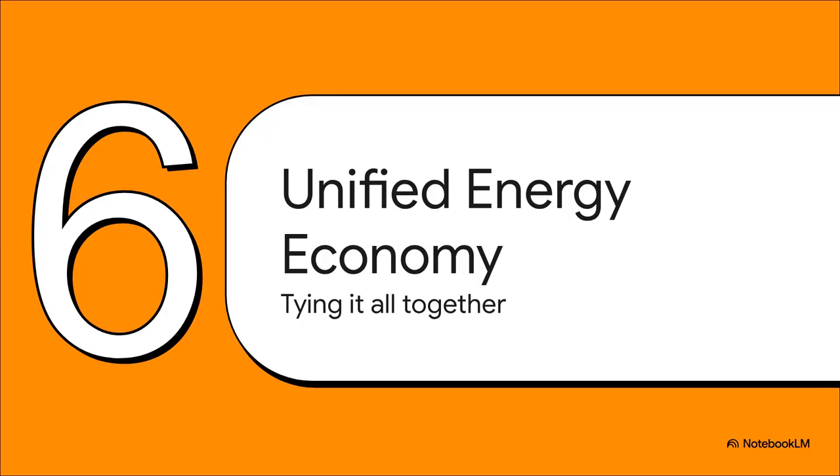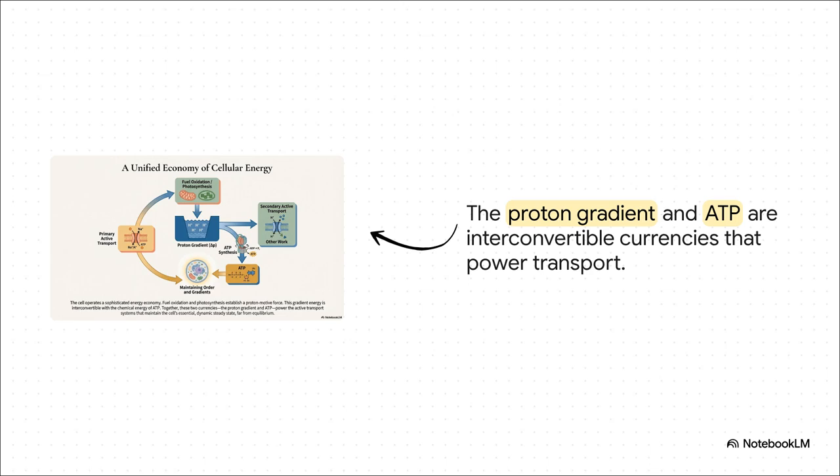So, we've got all the pieces on the board now. A barrier that builds itself, 2 ways of getting across it, and 2 different energy currencies. So let's put it all together and see this amazing cellular economy in action. What is so incredible is that these 2 currencies, ATP and the proton gradient, are completely interconvertible. Just follow the flow here. The cell burns food to create the proton gradient, the dam. The energy from that gradient is then used to crank out tons of ATP, the cash.